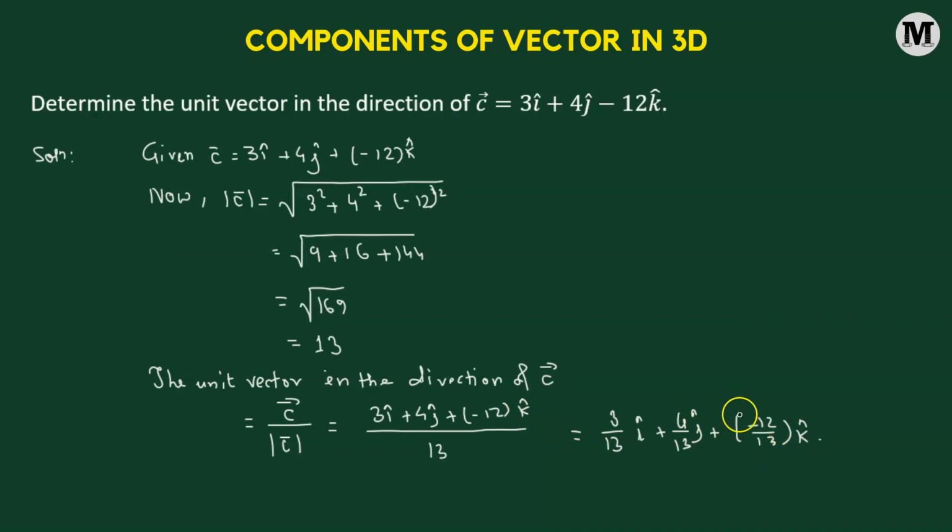We can verify that it's indeed a unit vector. All we have to do is find the magnitude of this vector, and it's going to give us a value equal to 1.